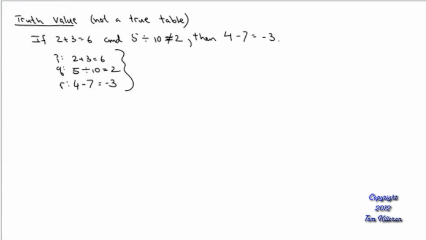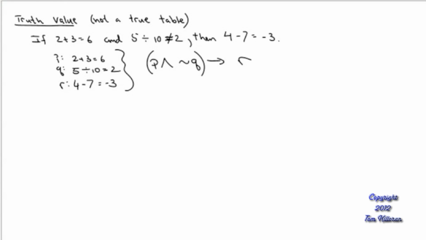If 2 plus 3 is equal to 6 becomes P, and upside down V, 5 divided by 10 is not equal to 2, squiggly on Q, then arrow, 4 minus 7 is equal to negative 3, R. Do I need anything else? Parentheses around P and not Q, because that comma separates two ideas from a last idea.